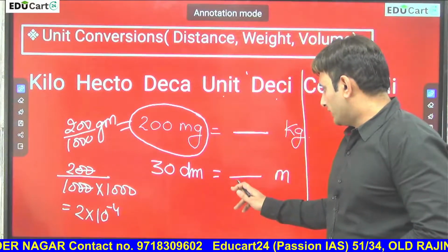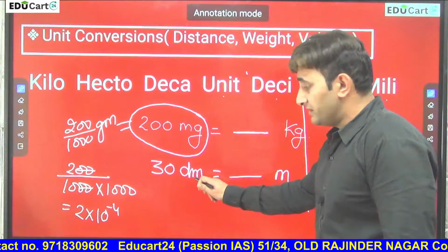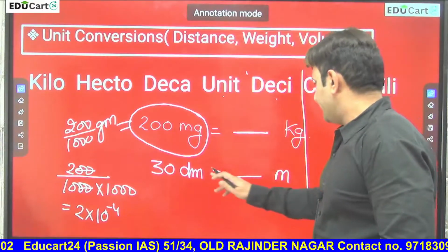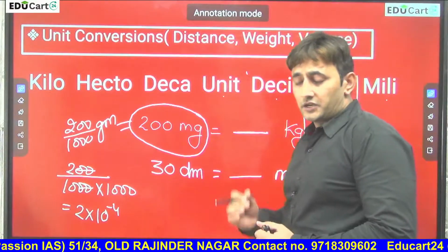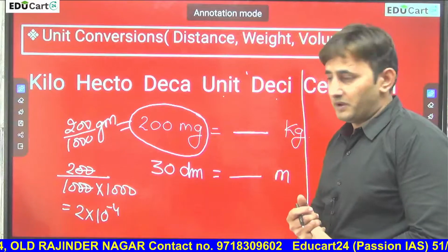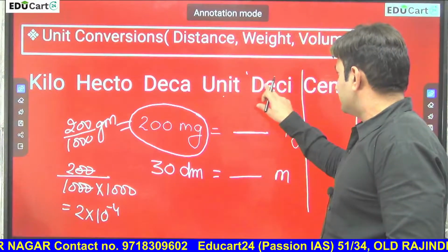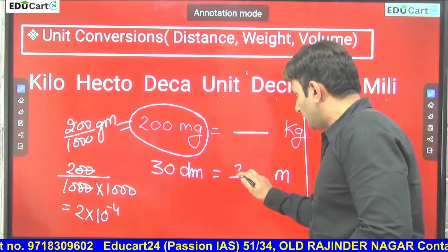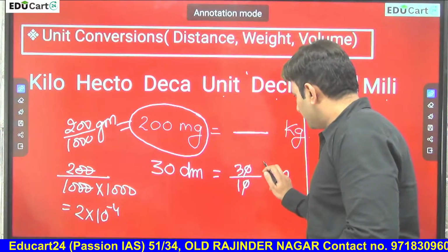Clear? What about this? This is decimeter. Decimeter means 10th part of meter. So can I say decimeter to meter, when you are converting, then it will be divided by 10. 1 meter is equal to 10 decimeter. So 30 decimeter will be equal to how many meters? 30 upon 10, that is 3 meters.